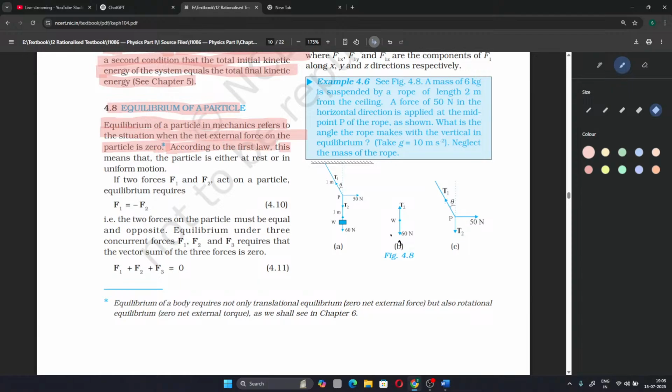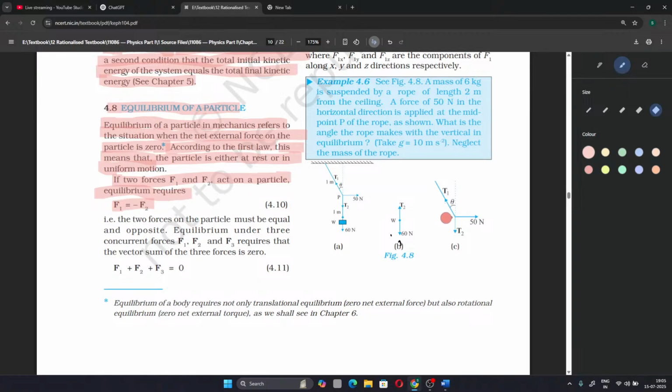According to the first law, the law of inertia, this means that the particle is either at rest or in uniform motion. When the net external force on the body is zero, the particle is either at rest or in uniform motion. Then if two forces F1 and F2 act on the particle, equilibrium requires F1 equals minus F2.